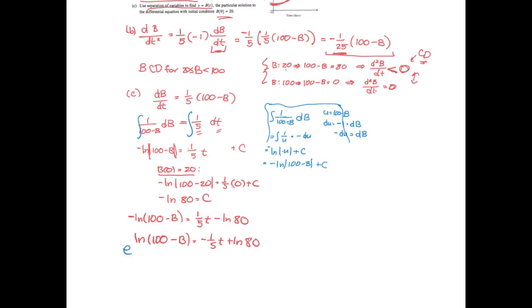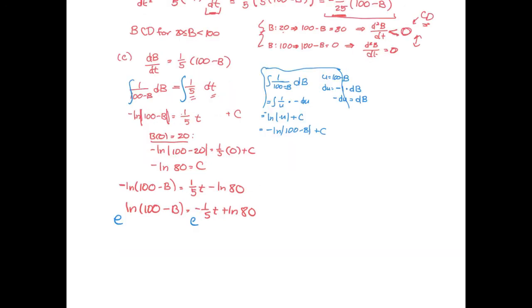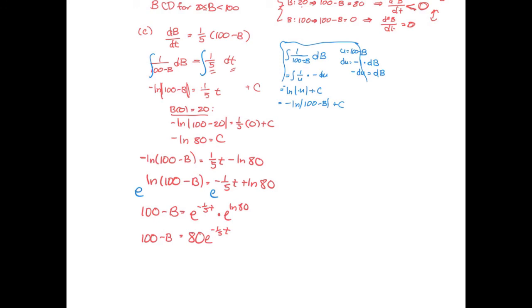Now let's go ahead and base e both sides. So e to the ln, so we just have 100 minus b equals e to the negative 1/5 t times e to the ln 80. e to the ln 80 is just 80, so we have 80 e to the negative 1/5 t is equal to 100 minus b. I'm going to scoot the b over to the right. b equals 100 minus 80 e to the negative 1/5 t, and that should be our final answer.